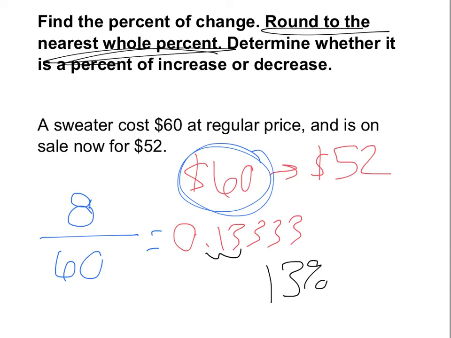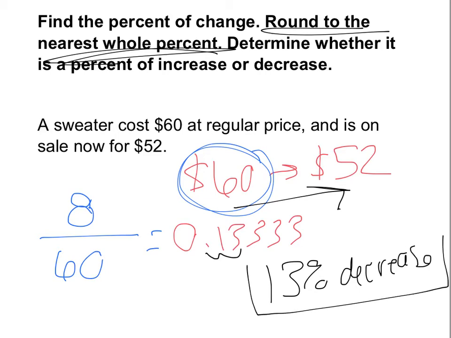Last part here is write whether it was an increase or decrease. Well, from 60 to 52, did it go up or down? It went down. So your final answer is 13% decrease.